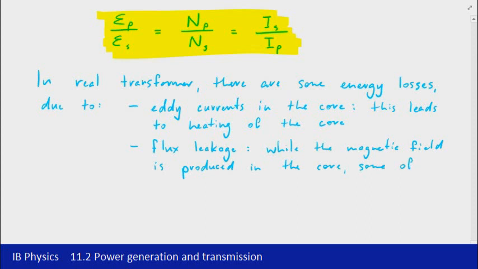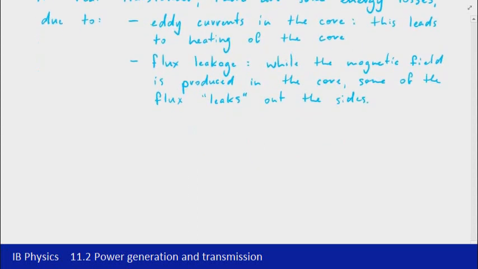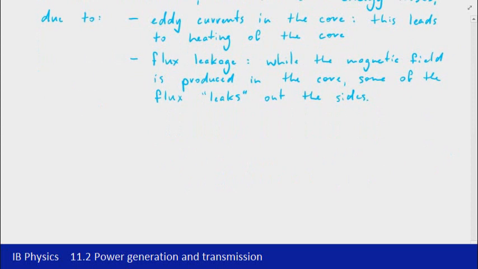So some of the flux leaks out the sides, and by leaks, what we really mean is that it's no longer going to be useful in generating an EMF in the secondary coil. As a result, the energy that's being used to produce the flux is not being transferred through to the secondary coil.